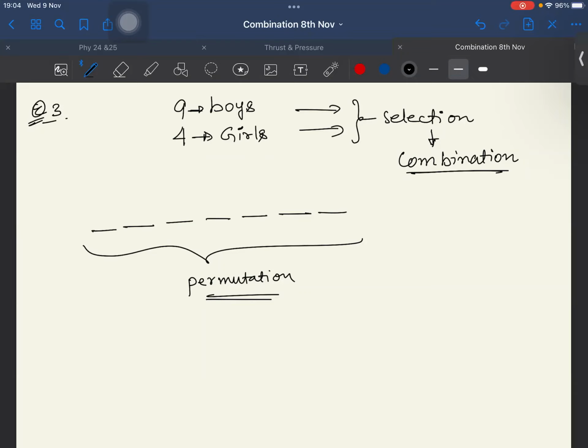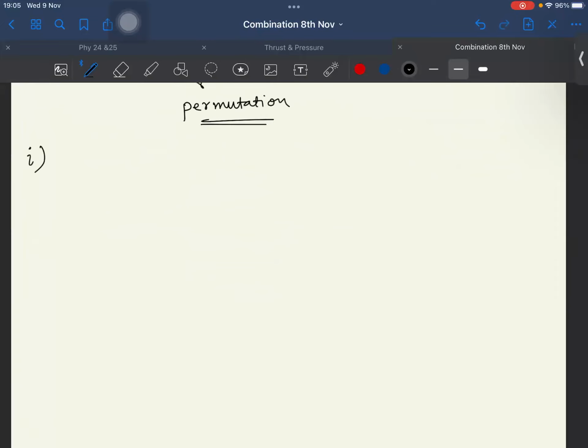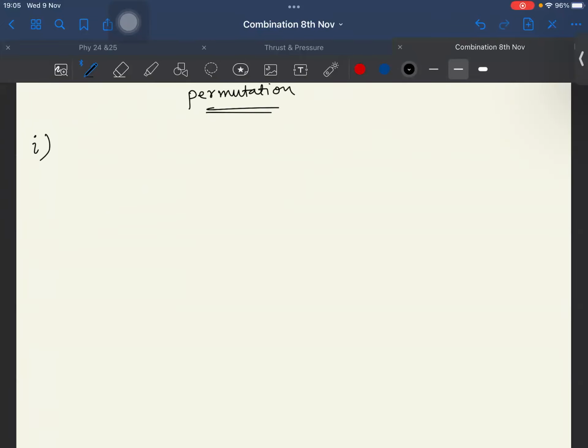See, a committee of 7 needs to be formed, right? Of 9 boys and 4 girls. So the first part of the problem is, how many girls are needed in the committee? How many girls are there? 4.